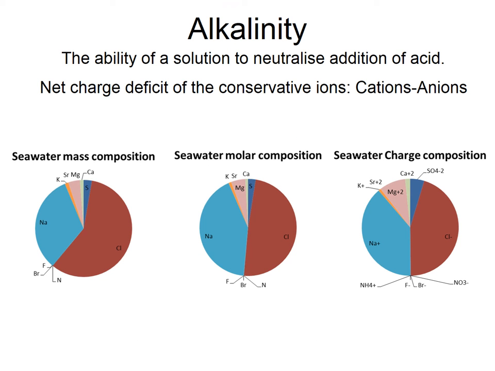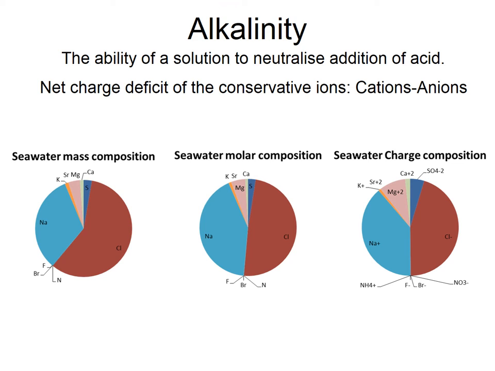Okay, so to think about that a little bit more in terms of what is this neutralizing capacity of the ocean. There's this term called alkalinity, which is up here. The alkalinity is basically a chemical term for the capacity of stuff dissolved in water to neutralize the addition of acid. And this arises because of a charge imbalance. So if you've got basically three pie charts here. This is the composition of conservative elements in the ocean, the things that don't really change in concentration. Now, that's in terms of mass.